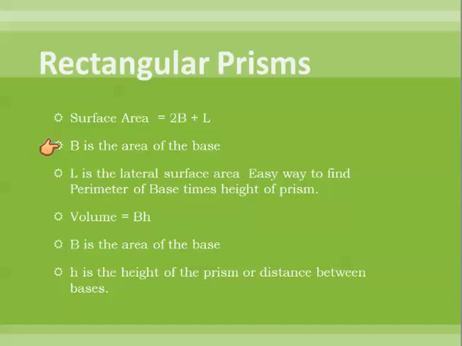Okay? The lateral surface area, the easy way to do this one: take the perimeter of the base times the height. The perimeter of the base times the height of the prism. Now, this height of the prism is the distance between the two bases. So if it's a triangle, it's the distance between the two triangles. Okay? So, volume. We're talking about the area of the base again, that B, times the height. This is the height of the prism. Okay? Got it? Good. Rectangular prisms should be fairly simple for us.